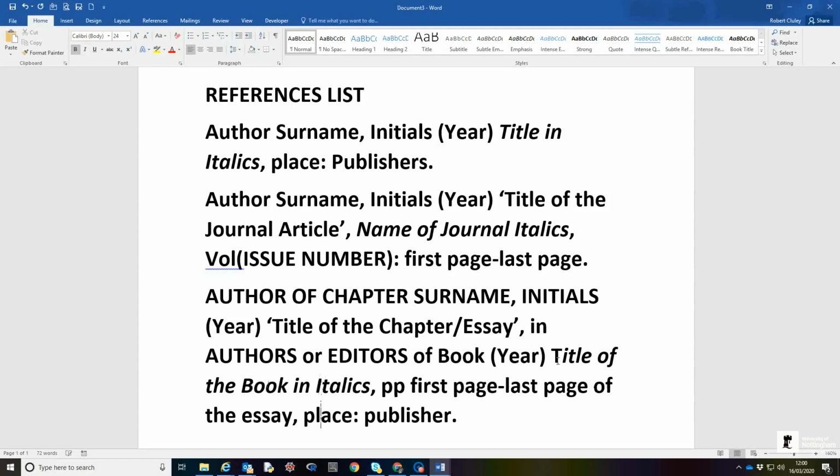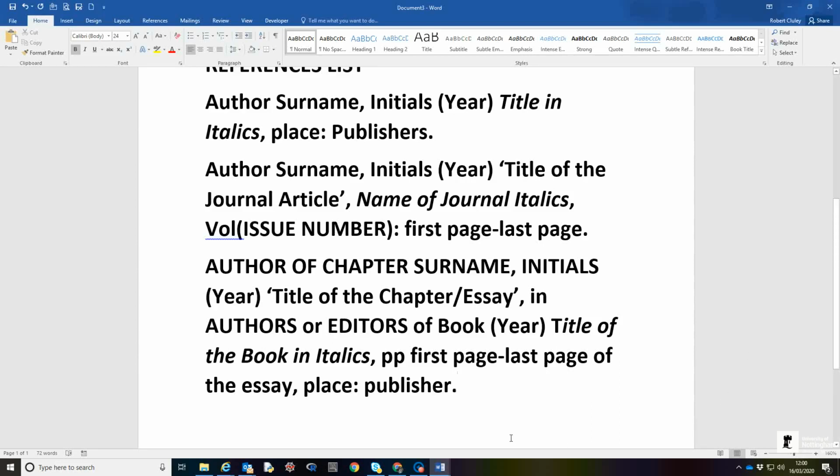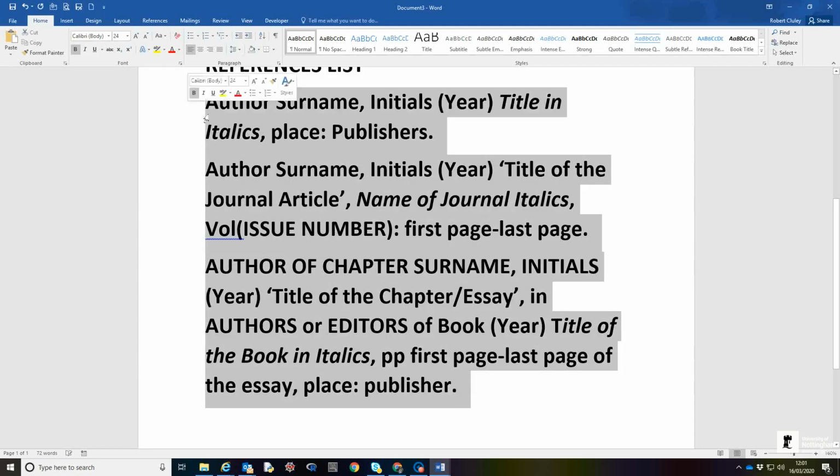If you have read an online version of a book, please don't feel that you need to put, like sometimes people put access on blah blah blah or the URL. You don't need to do that. You only need to do that if it is something which isn't published physically, like a web page which only exists on the web. If it's a book and you just happen to be reading a PDF of it, don't worry about putting that information, because it just burns your word count up unnecessarily.